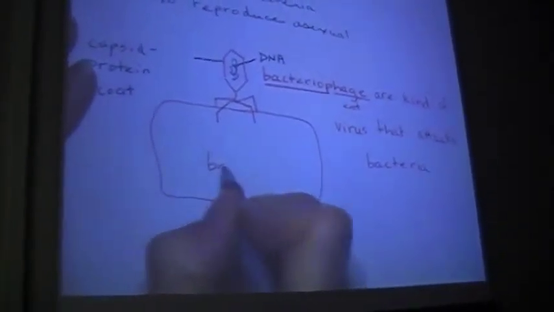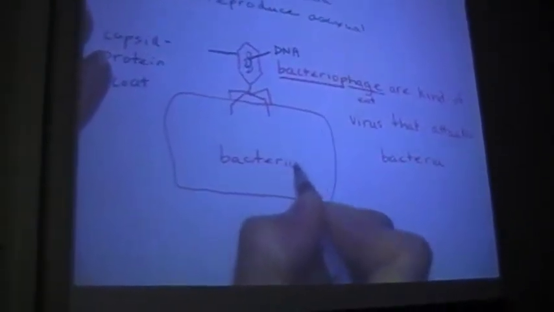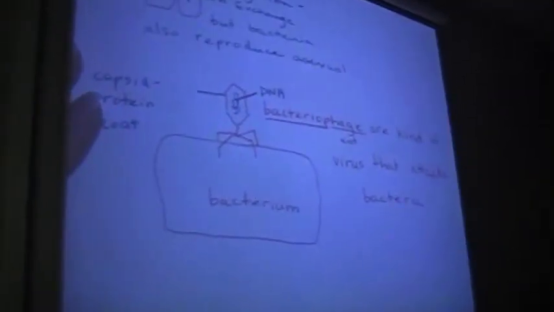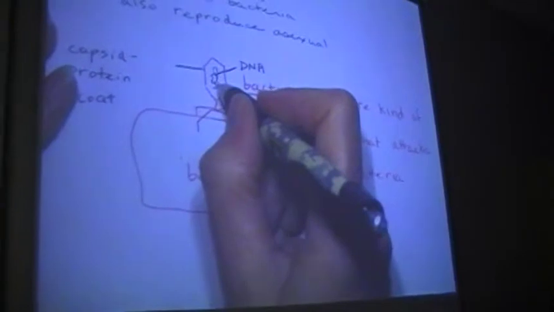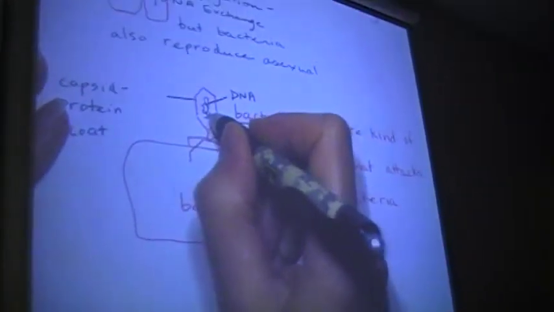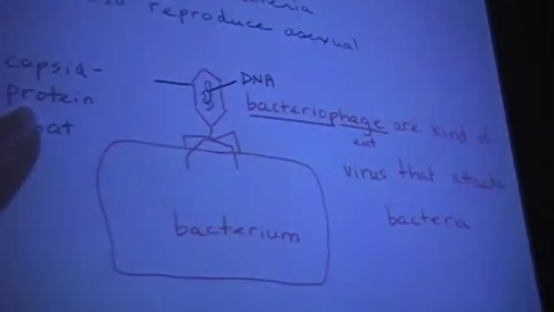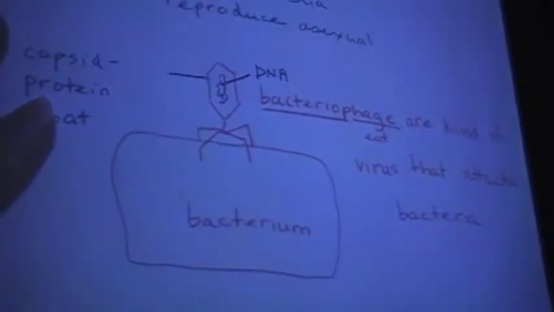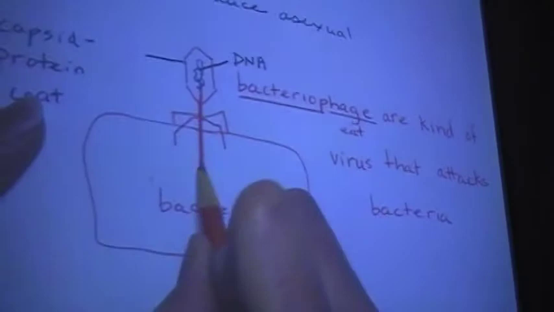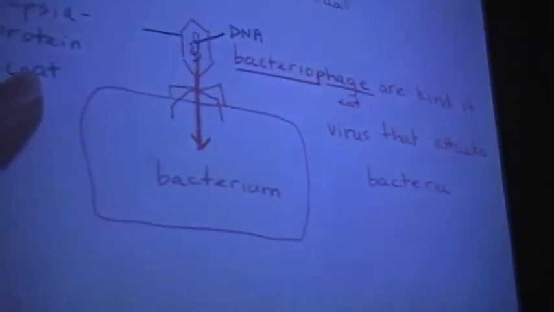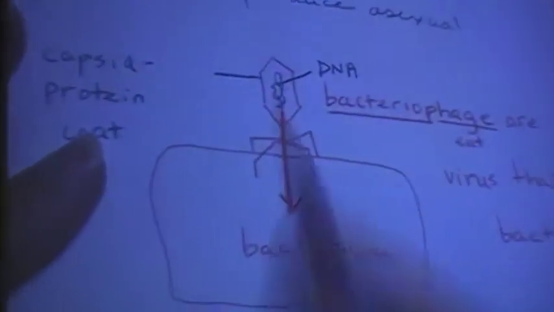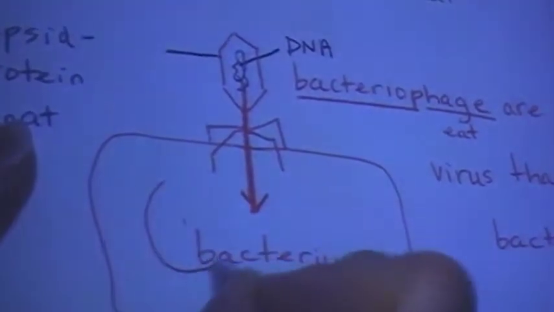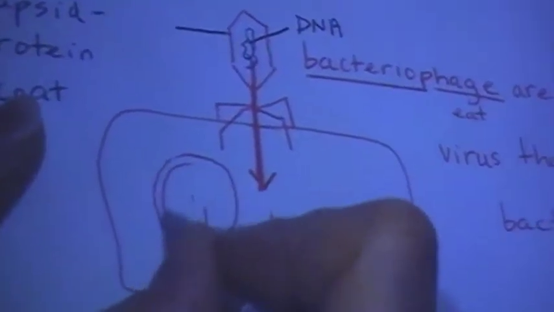No? Okay, so this is the bacterium that it's going to invade. What do I mean by invade? Well, what happens is this DNA gets inserted into the bacterium. So that DNA comes down. And remember, we said that the bacterium has a circular piece of DNA in it. So here's its circular DNA.